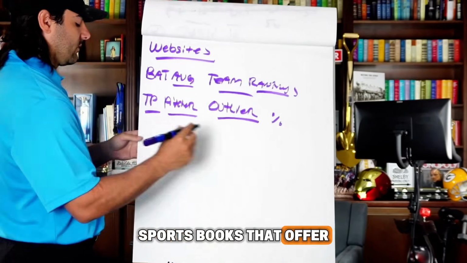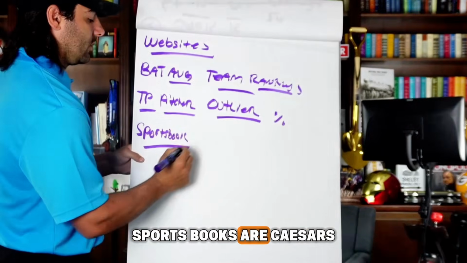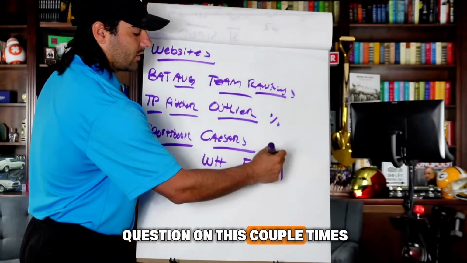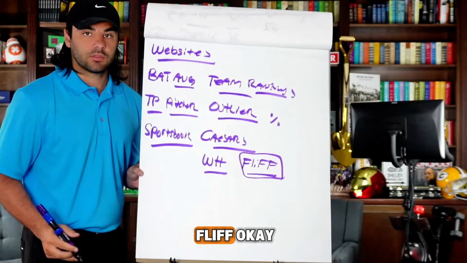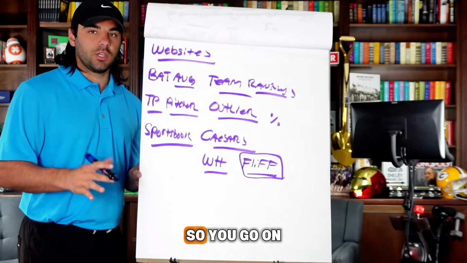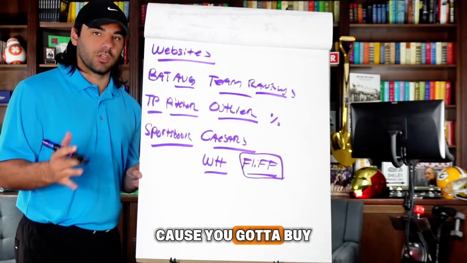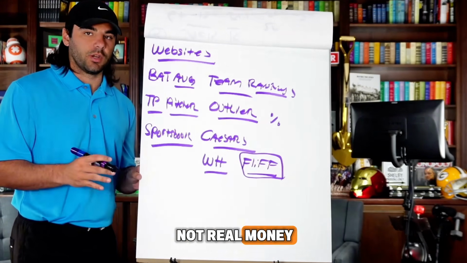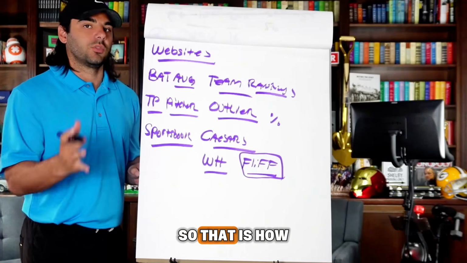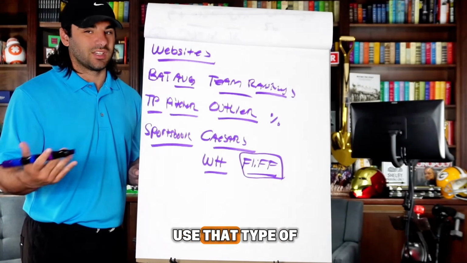Then sportsbooks that offer this, okay? Sportsbooks are Caesars, William Hill, Flip. Now I got a question on this a couple times. This sportsbook is called Flip, okay? So that sportsbook is one of those sweepstakes sportsbooks. So you go on it looks like a kid's game because you got to buy coins and whatnot, and you think it's not real money. But what they do is they do 1-to-1 to the coins when you use real money. So that is how you're able to actually use that type of sportsbook.